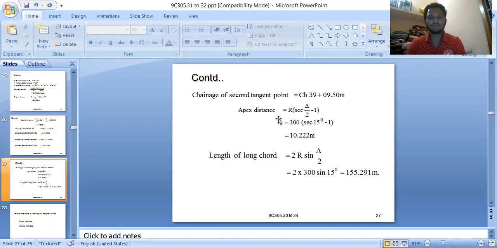Apex distance is R into secant delta by 2 minus 1. We have to substitute all these values. We will get 10.222 meters. Length of long chord is 2R sine delta by 2. We will get 2 into 300 sine 50 degrees, which is 155.291. For solving this type of problems, you must remember the formulas for elements of simple circular curve. Otherwise, it is very difficult to solve.